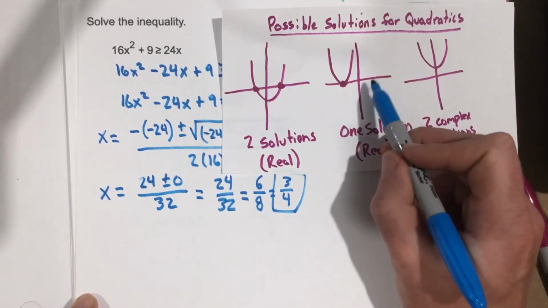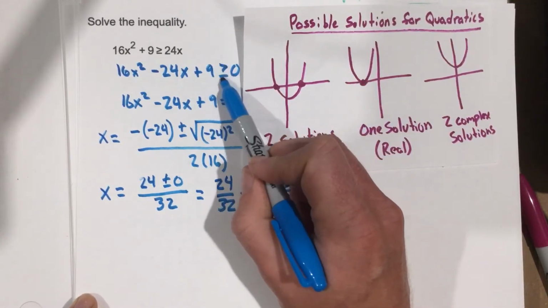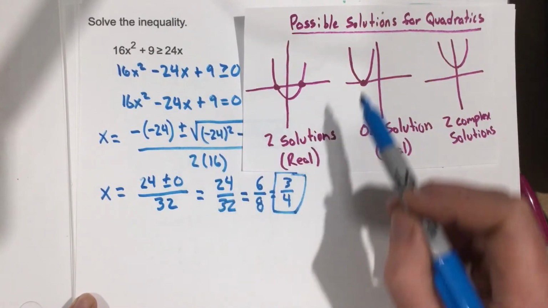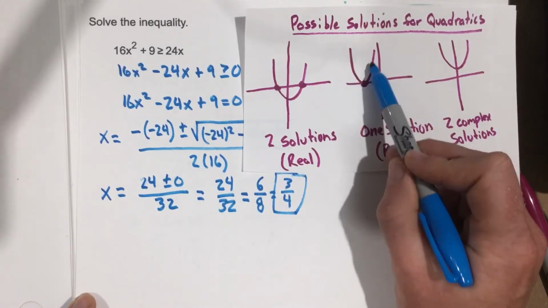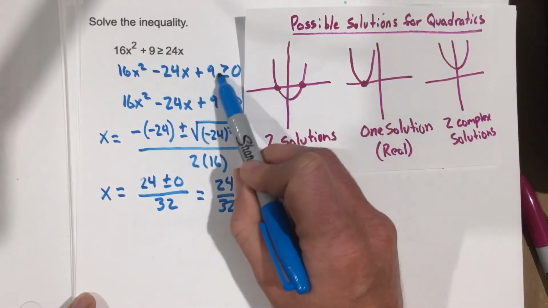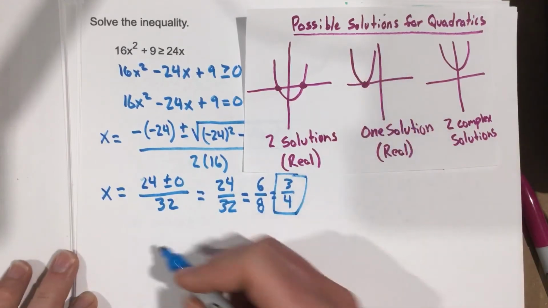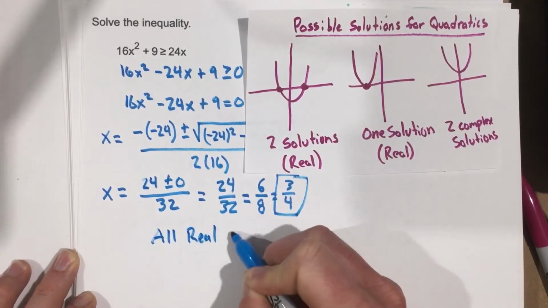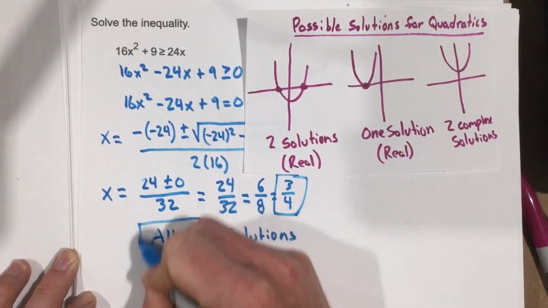Now, because it only touches the x-axis once, and this sign is greater than or equal to 0, that means that we have all real solutions, because our quadratic is always above the x-axis or touching the x-axis, right? Greater than or equal to 0. So because our graph looks like this, the solutions for this is all real solutions. Okay, so that's the solution for the problem.